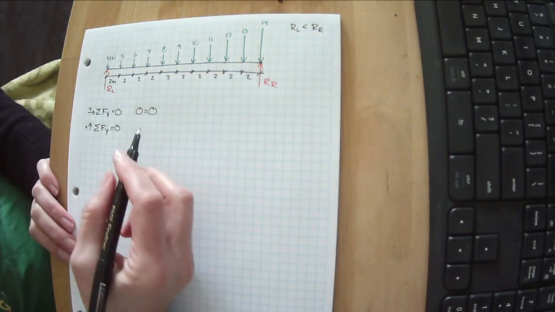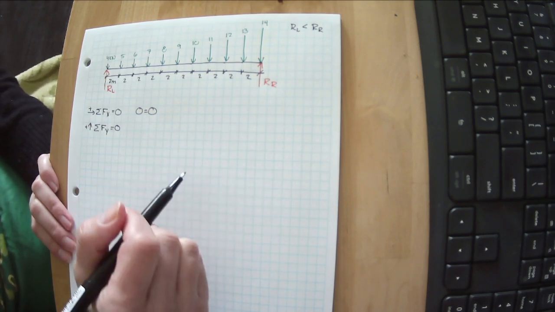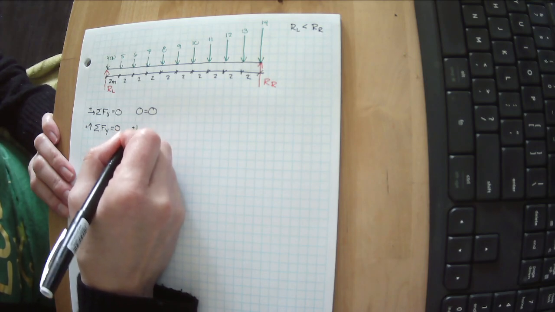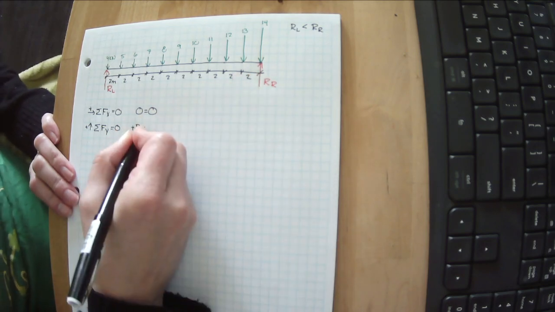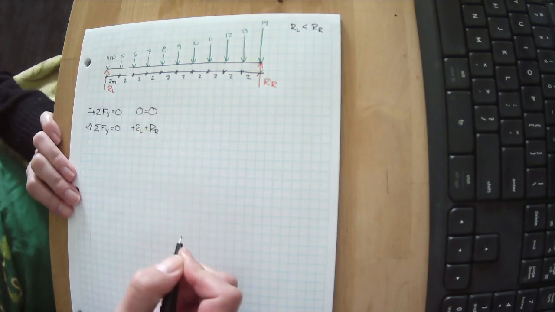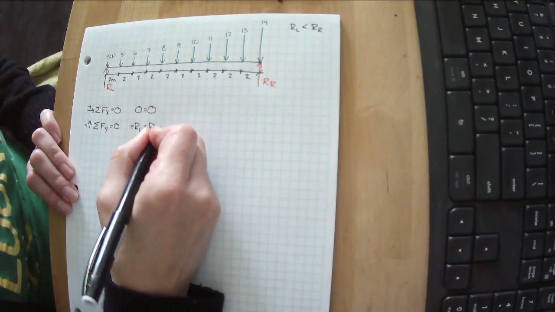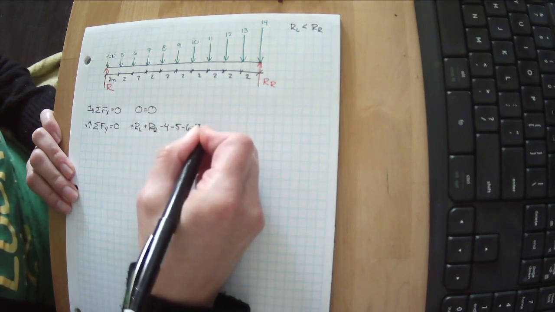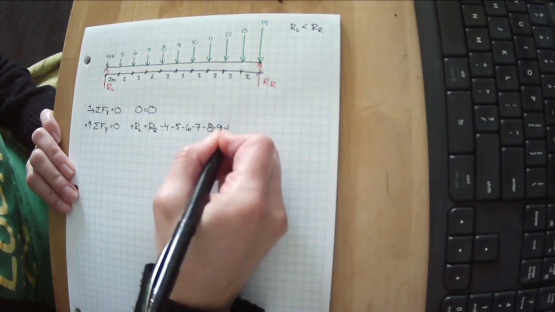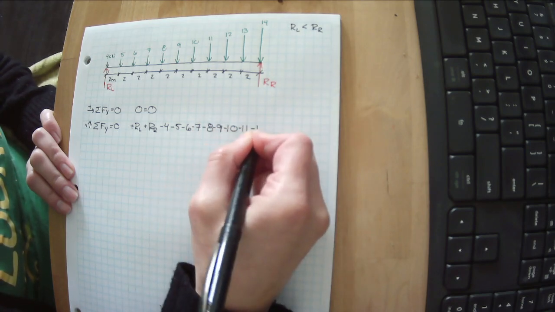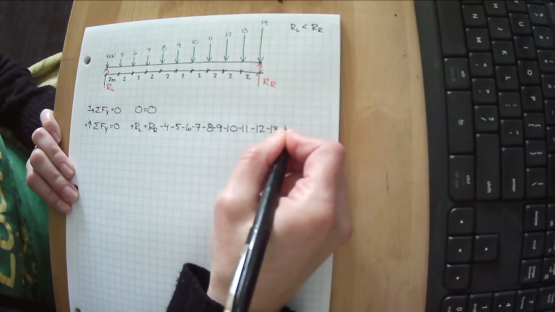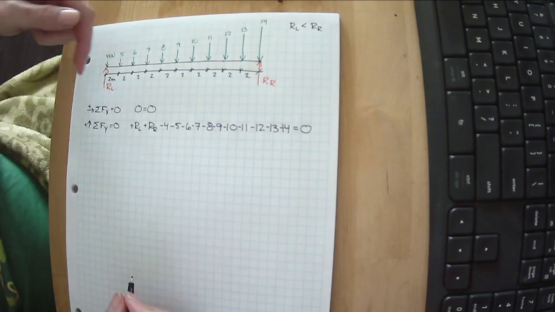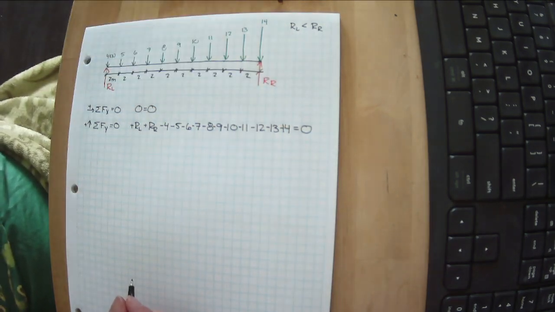Okay. Let's sum all the forces in the y direction. Well, RL is pointing upwards. So we've got plus RL. And RR is also pointing upwards. And then we have minus 4, minus 5, minus 6, minus 7, minus 8, minus 9, minus 10, minus 11, minus 12, minus 13, and minus 14 equals 0. All of these were acting downwards, so they're all negatives.